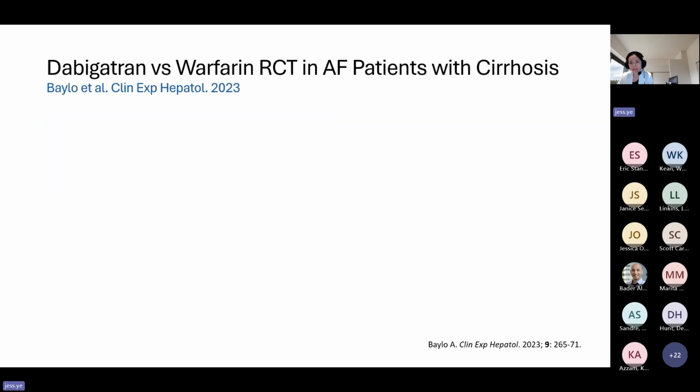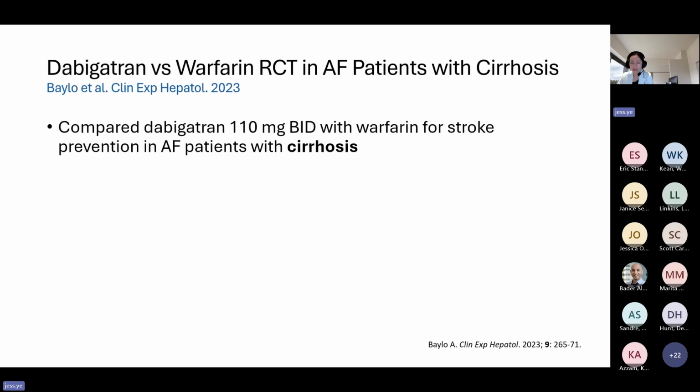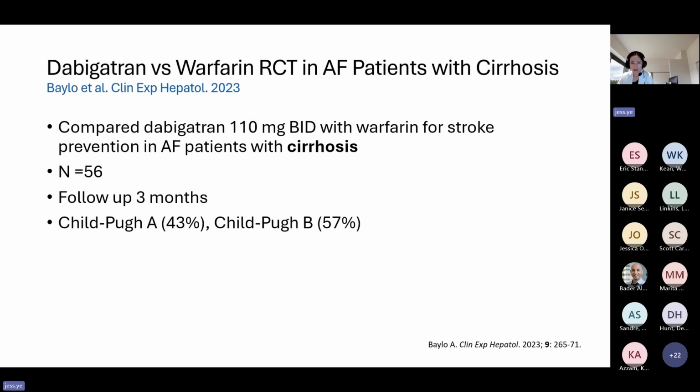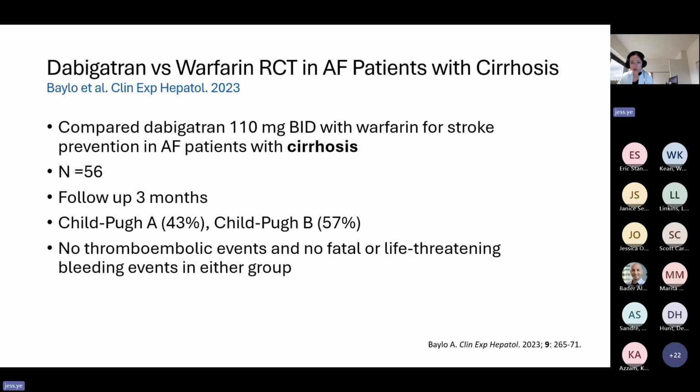The second study is actually an RCT, but a very small RCT. It compared dabigatran, the reduced dose of 110 milligram BID, with warfarin for stroke prevention in AFib patients with cirrhosis. So in this study, it's cirrhotic patients. N is only 56. Follow-up is very short at 3 months. The study included Child-Pugh A and Child-Pugh B patients, again, no Child-Pugh C. There were no thromboembolic events or fatal bleeding in either group.